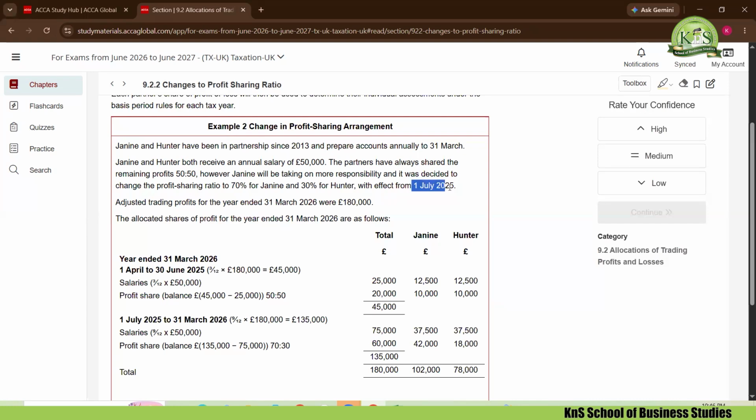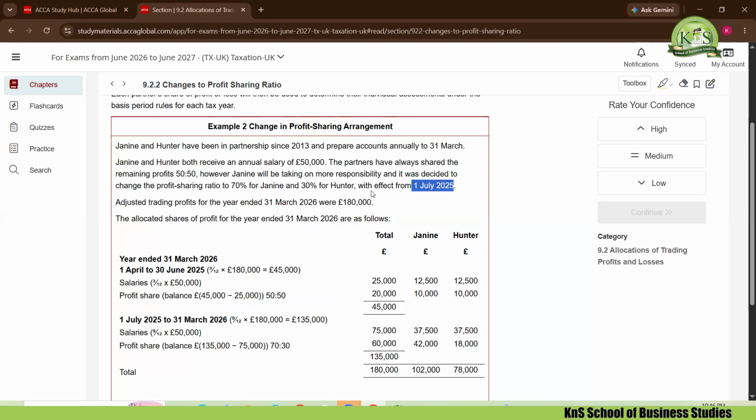Now tell me one thing, what is the year at first? They are preparing their accounts to 31st March. So when would the year have started? The year would have started on 1st April. If the year ends 31st March 2026, it means that the year would have started on 1st April 2025. Is this understanding correct here?